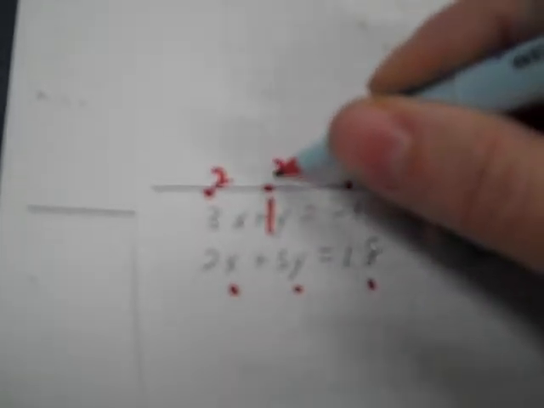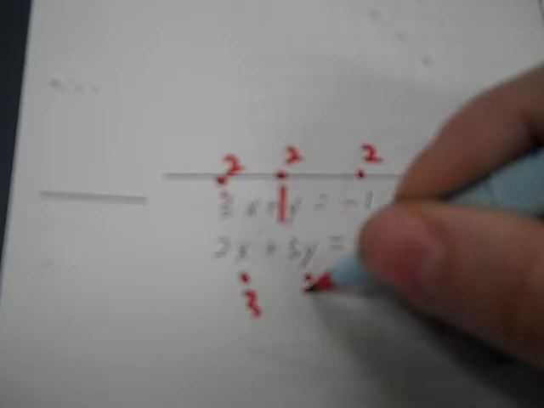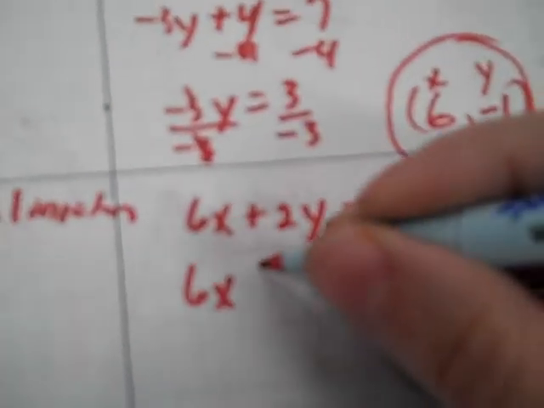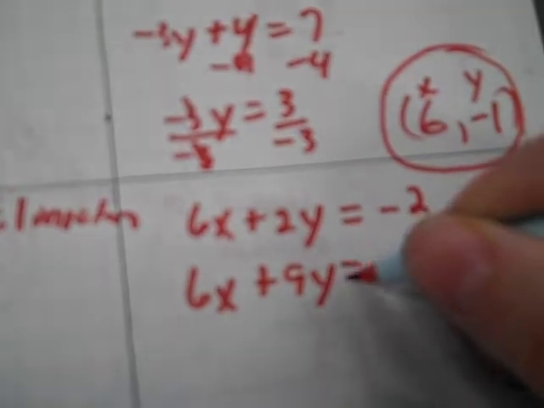So we have to use the boom, boom, boom. So I have 2, 2, 2, and then 3, 3, 3. Okay, 3x times 2 is 6x. 1y times 2 is 2y, and then negative 1 times 2 is negative 2. And then in the bottom, you're going to have 6x plus 9y equals 18 times 3 is 54.